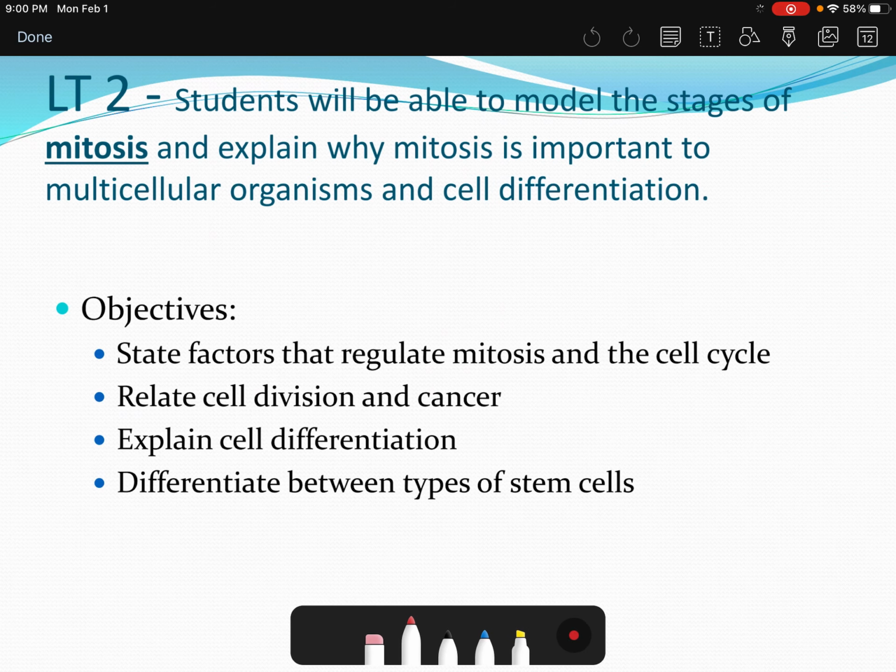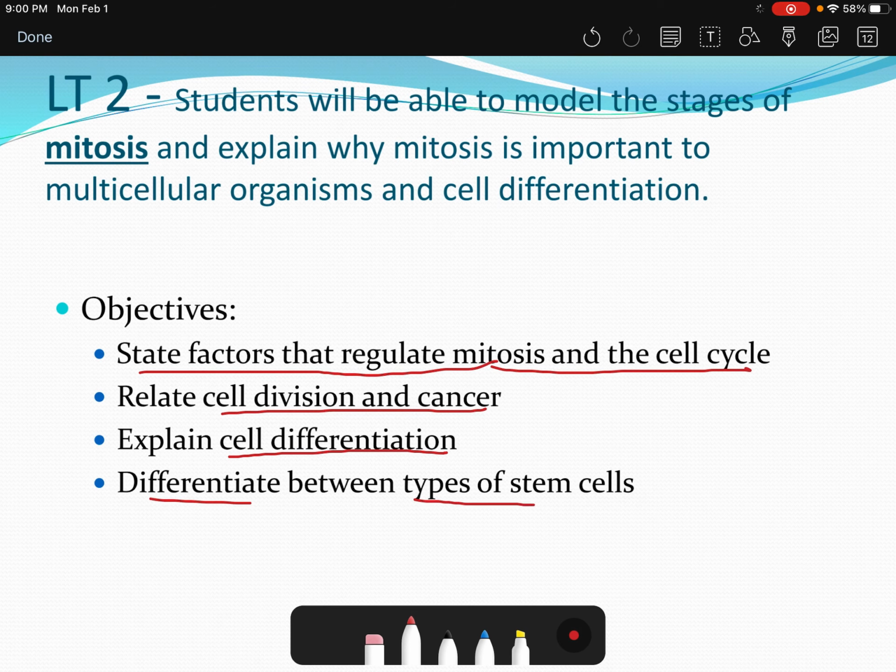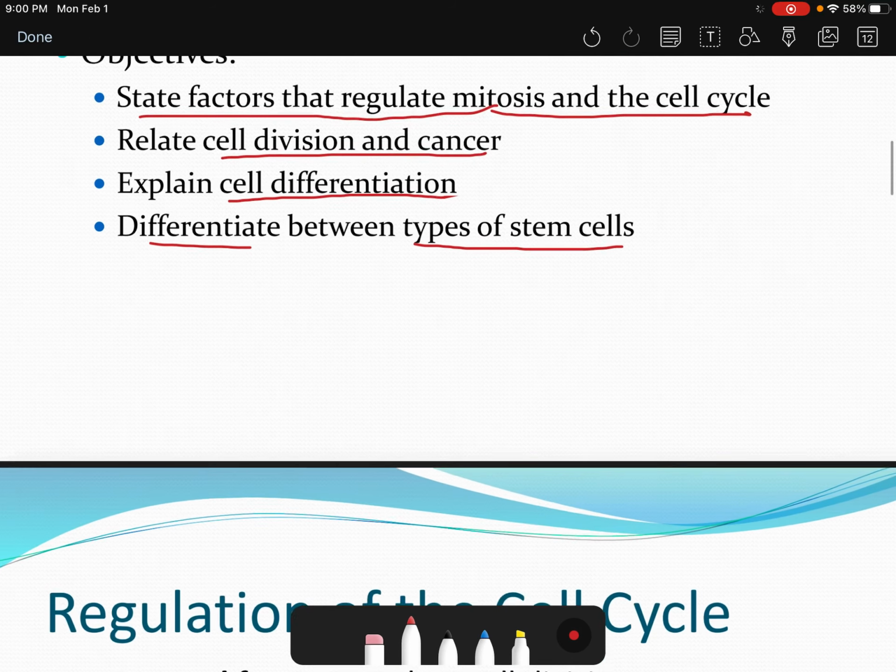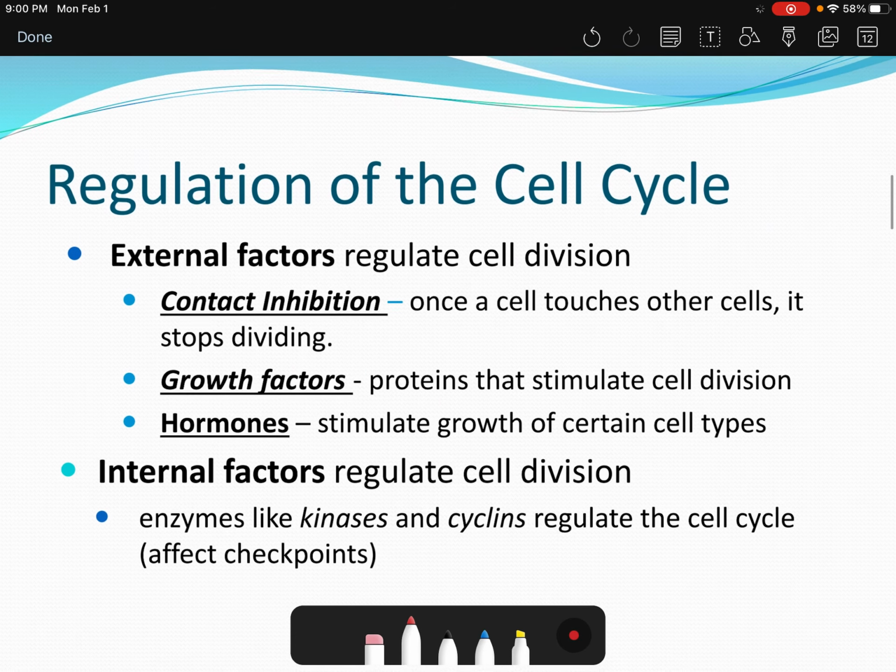And so some of the things we'll be looking at is stating factors that regulate mitosis in the cell cycle. Relate cell division and cancer. Explain what we mean by cell differentiation, and then differentiate between types of stem cells. So lots of topics that we'll be covering here.